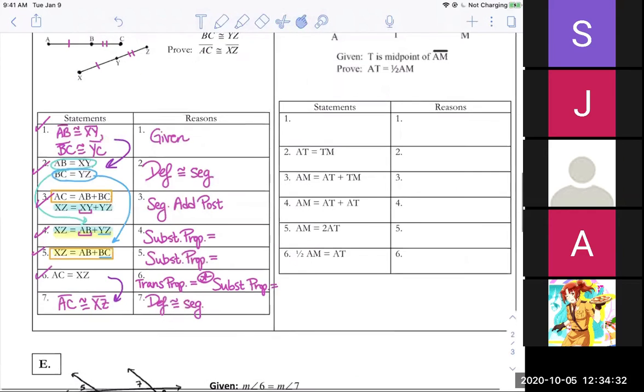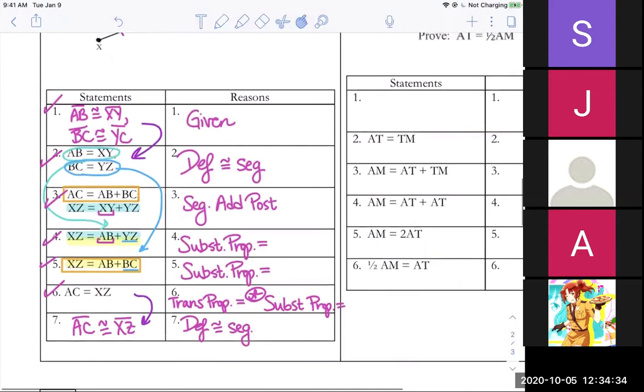The reason that they had to go from congruence into equations is because you can only do things like addition, for example, with equations. So whenever they're going to bring in the segment addition postulate, they have to go from congruence into equations so that they can do segment addition and substituting and all that stuff.